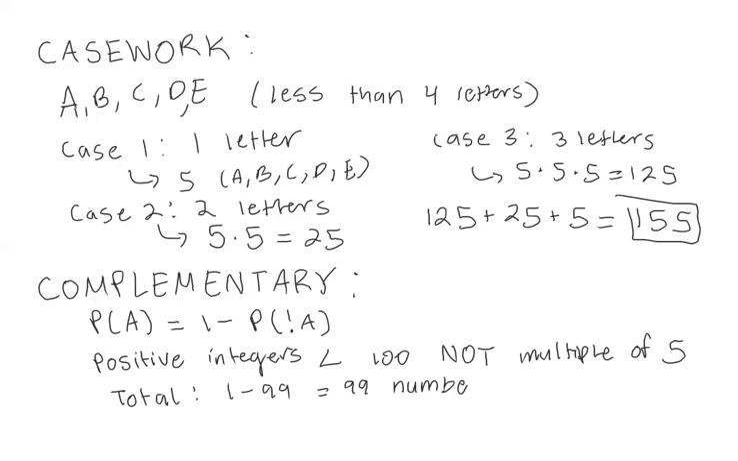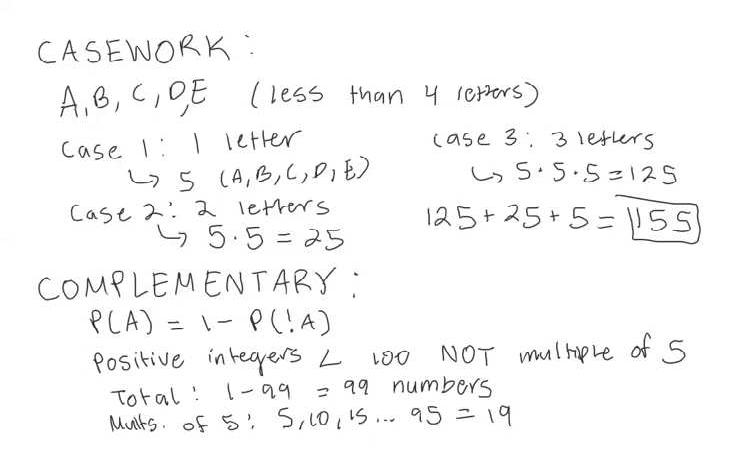And now we want to find the opposite of what the question is asking for. So we want to find the number of positive integers less than 100 that are not multiples of 5. So let's find the ones that are multiples of 5 and then subtract that from the total. Multiples of 5 are 5, 10, 15, all the way up till 95. So this is 19 numbers.